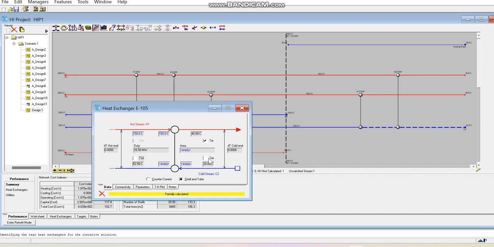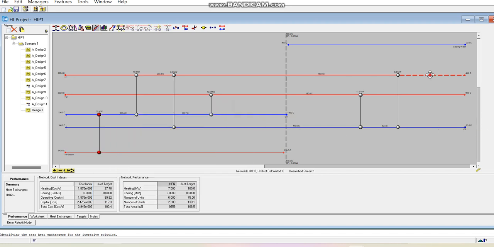Sorry, and here, uncheck this as well and check this one, right? So check this one and check this one. So now you can see that a 6.5 megawatt heat exchanger is installed here, and you can see that this cold stream has also achieved its target. That's why it has turned into a solid line.